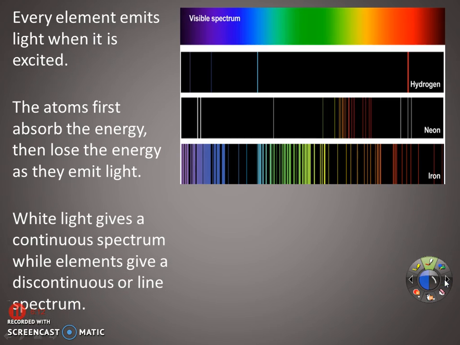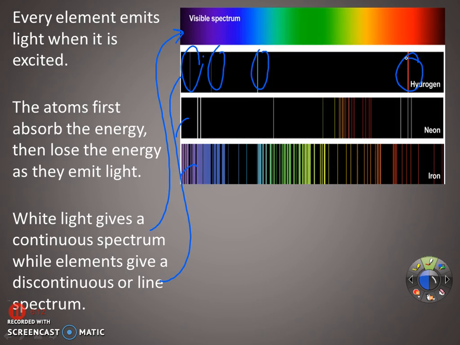White light is going to give a continuous spectrum. So this is an example of white light. It's continuous. One color runs right into the next. Elements give a discontinuous or a line spectrum, and that's like these three here. So this first one, this is hydrogen, so you can see hydrogen only reflects certain lights. Neon, and then iron. Iron reflects the most amount of light there.